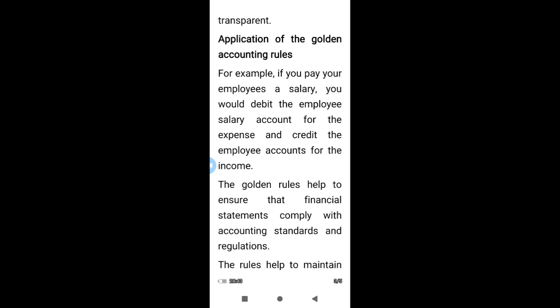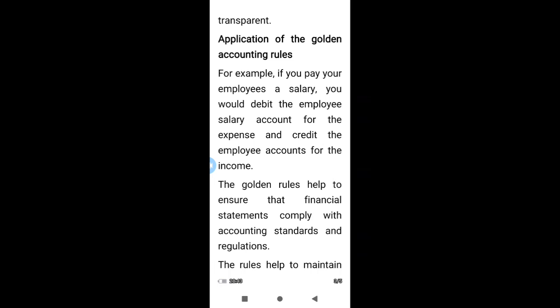Cash is an asset account. That is, it falls under real account. Real accounts are debited when they are coming into the business and are credited when they are going out of the business. So at this point, you will discover that cash is going out of the business to the employees. So it's supposed to be credited, and automatically salaries will be debited.